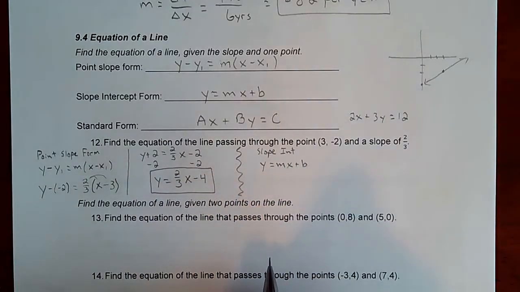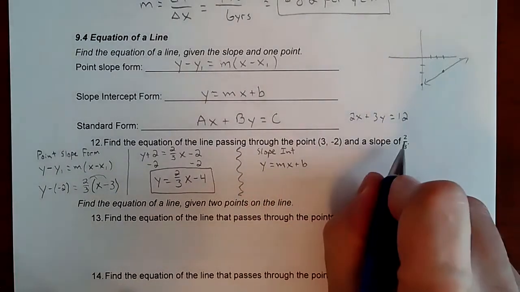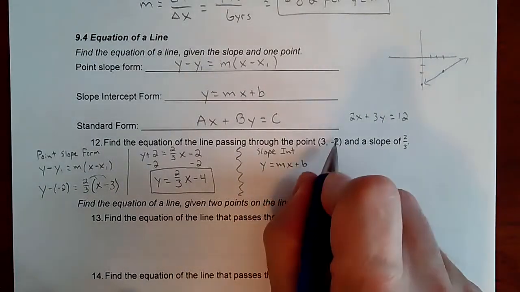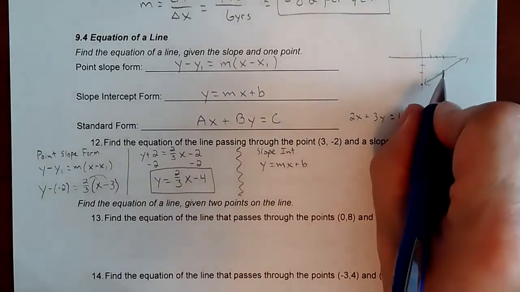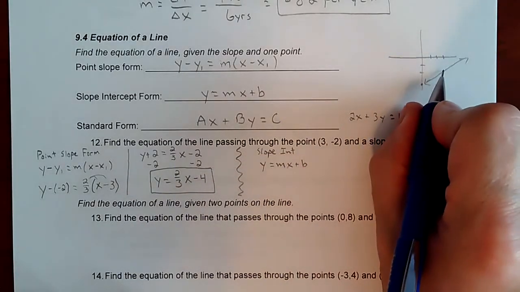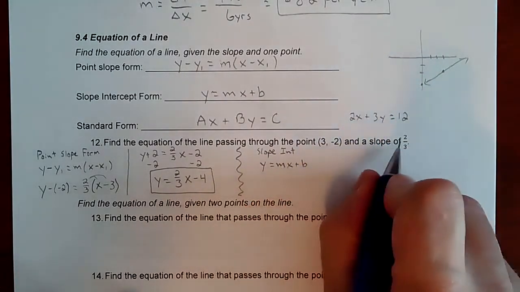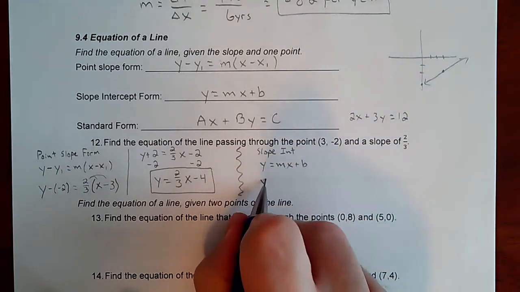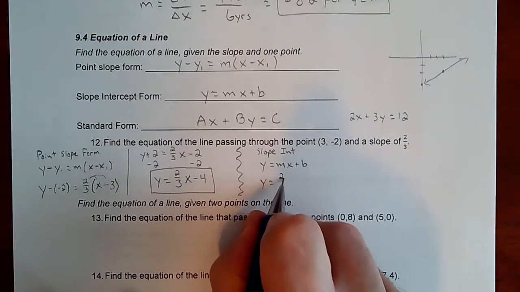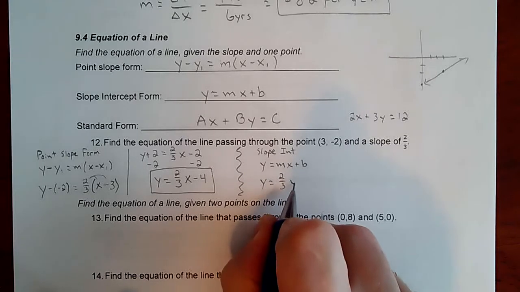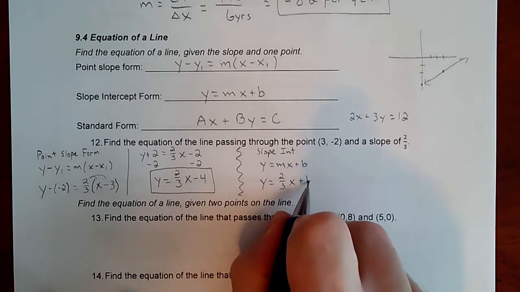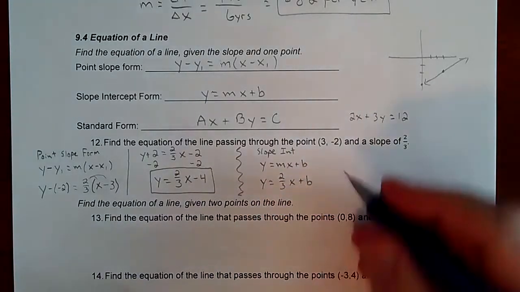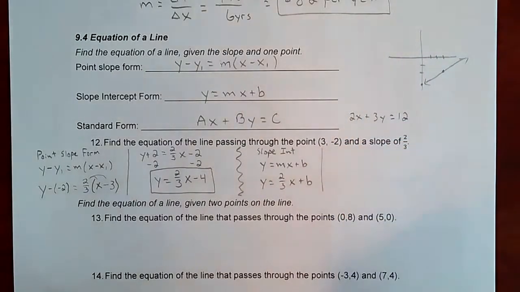We're going to plug in what we know. Well, we know the slope, but we don't know the y-intercept. That is not a y-intercept, right? Because if I graphed it, it's not on the y-axis. And I don't know what the y-intercept is. So far, I would be sitting with y equals 2/3 x plus b. Okay? So where do we go from here?